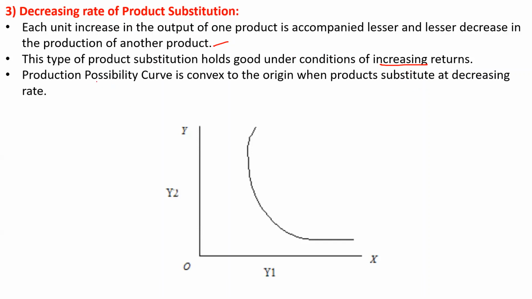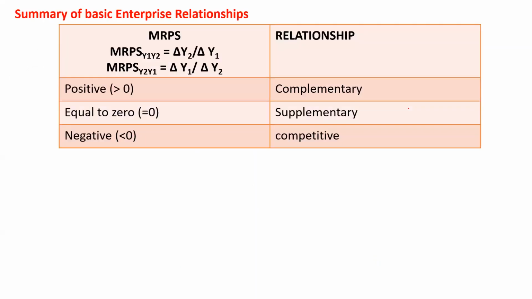The PPC, that is production possibility curve, in this case is convex to origin when the products substitute at decreasing rate, and this is not commonly found in agriculture. Only increasing rate of product substitution is found in agriculture. Then if we take the summary of enterprise relationship, when MRPS, that is marginal rate of product substitution, is positive, the enterprise relationship is said to be complementary.